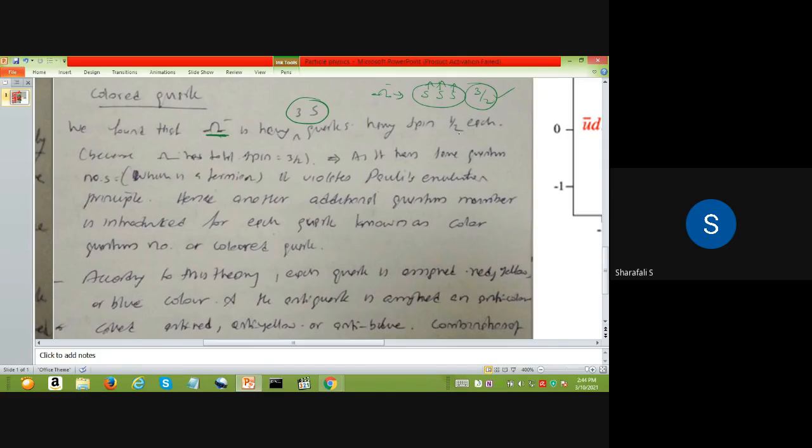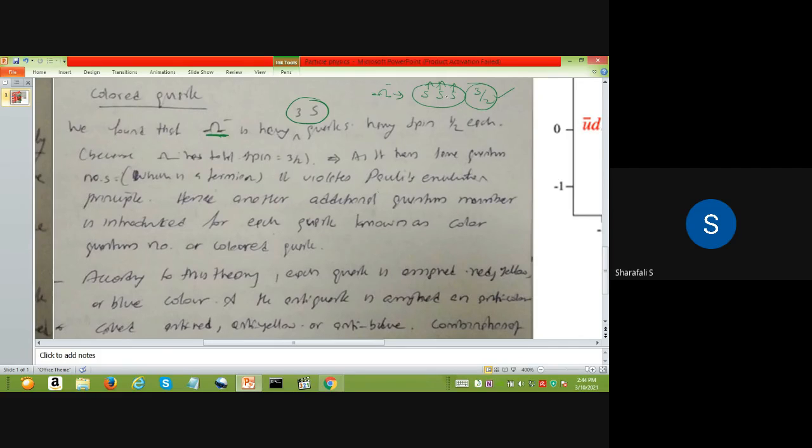But it violates the Pauli's exclusion principle, as omega is a fermion with a half integral spin. So if all of these are in the same state, with the same quantum numbers, the same strange quark, so everything is the same, that is not possible by the Pauli's exclusion principle. At least one quantum number should be different.